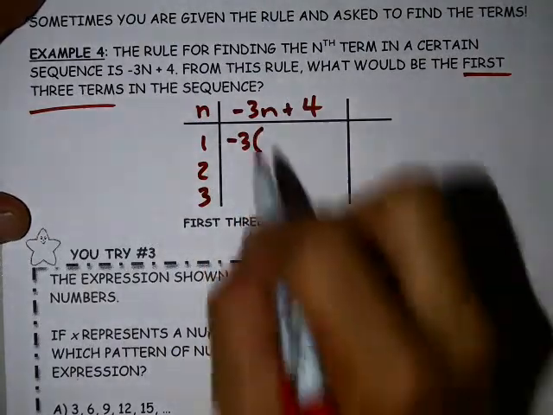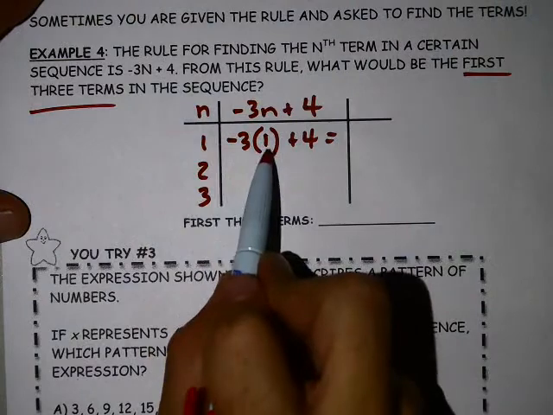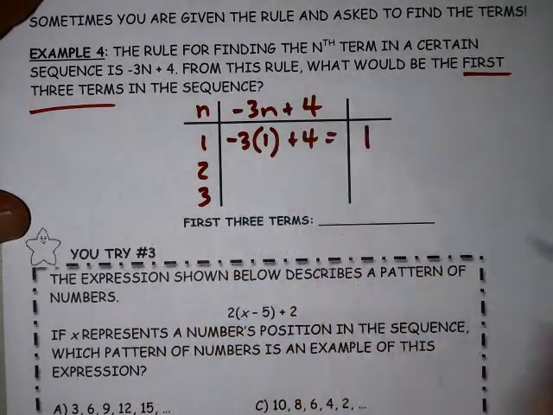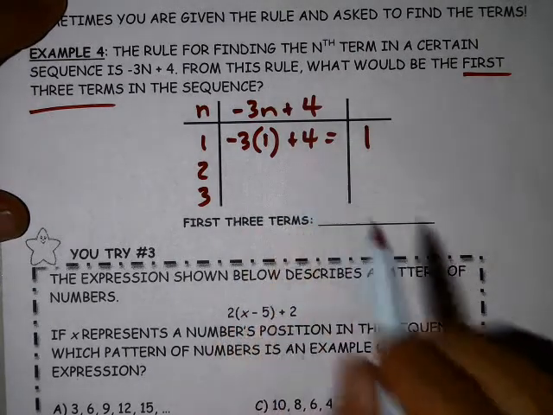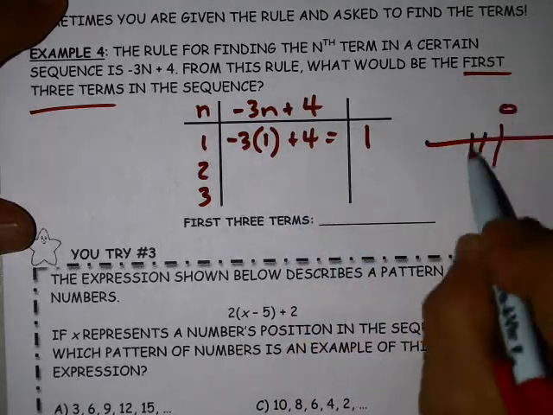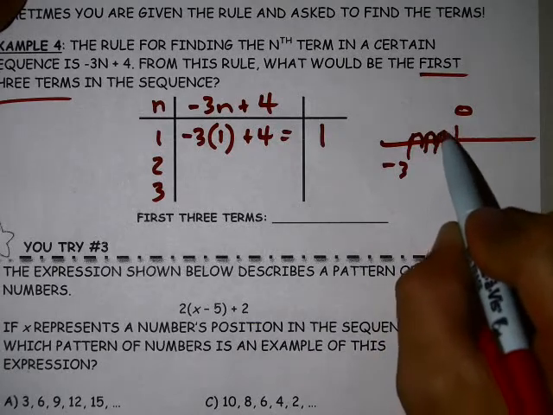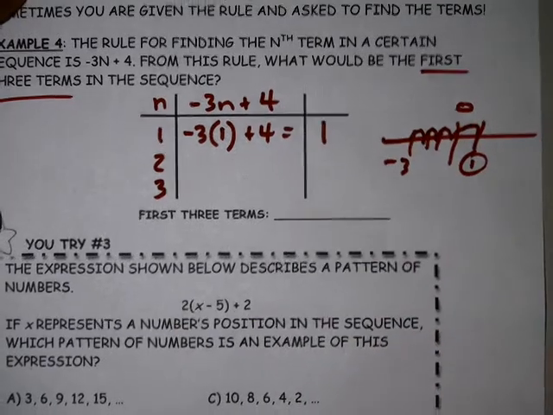Negative 3 times 1 for the first number. Negative 3 times 1 is negative 3. Negative 3 plus 4 is positive 1. Again, if you're not quite sure when you do this kind of problem, use a number line to check. Negative 3 is here. Adding 4. 1, 2, 3, 4. Right there. Positive 1. Okay?